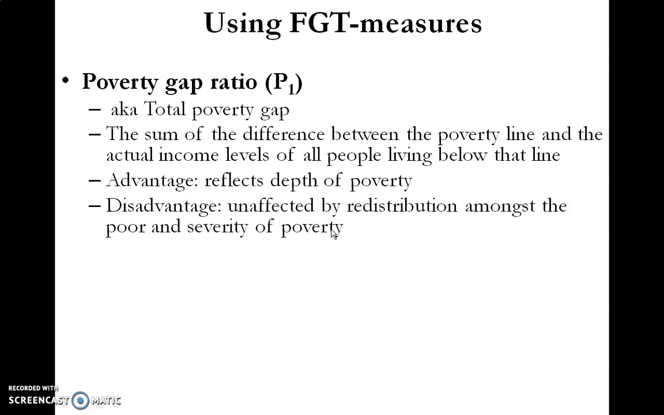A disadvantage of this particular FGT measure is that it is not affected by redistribution amongst the poor and the severity of poverty. So it doesn't increase to a large extent the weight of the poorest, not to the same degree that P2 does. And also, if amongst the poor themselves there is some kind of redistribution of income, that change will not be reflected in your P1 FGT measure.